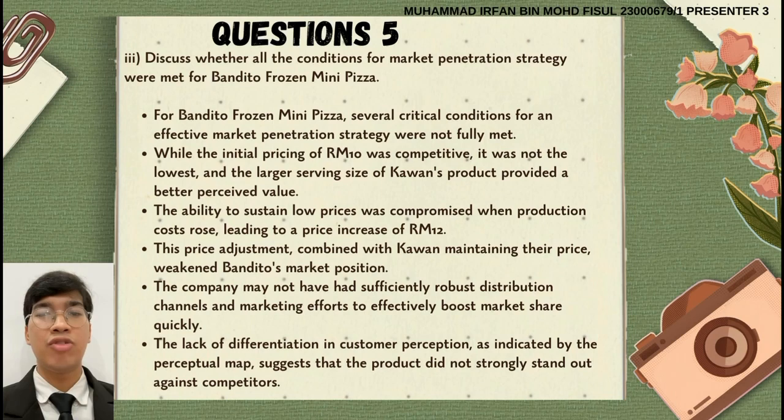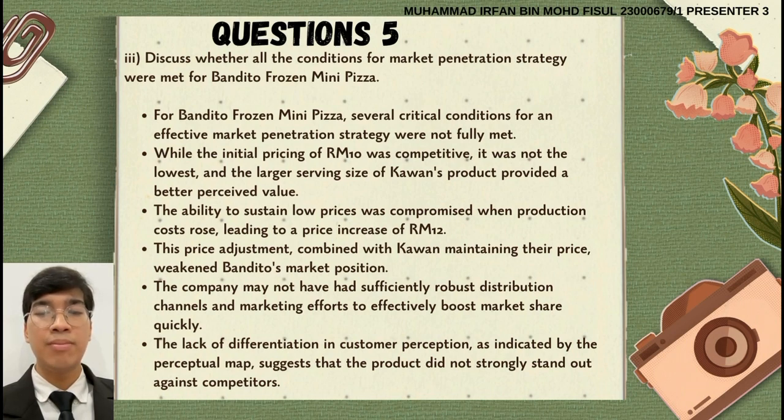Discuss whether all the conditions for market penetration strategy were met for Bandito frozen mini pizza. My answer is: for Bandito frozen mini pizza, several critical conditions for an effective market penetration strategy were not fully met. While the initial pricing of RM10 was competitive, it was not the lowest, and the larger serving size of Kawan's product provided a better perceived value, which was overlooked. Additionally, the ability to sustain low prices was compromised when production costs rose, leading to a price increase to RM12, undermining the initial competitive advantage. This price adjustment, combined with Kawan maintaining their price, weakened Bandito's market position.